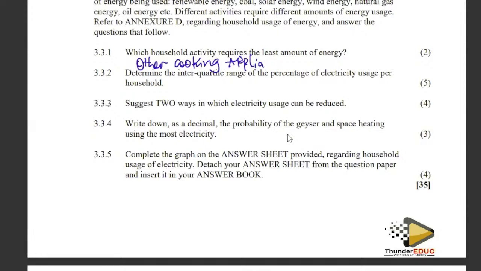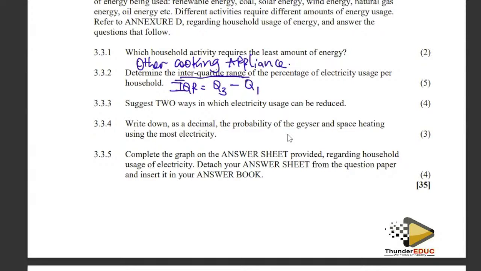What is this, an activity? Determine the interquartile range of the percentage of electricity usage per household. Once you hear interquartile range, what has to come in your head? It's that I need to have my Q3, which is the upper quartile, minus the lower quartile. This has to be in your head.